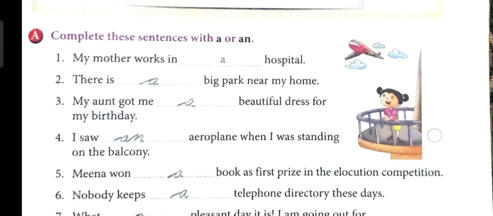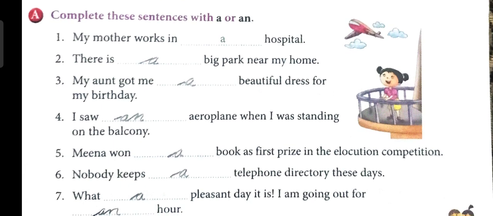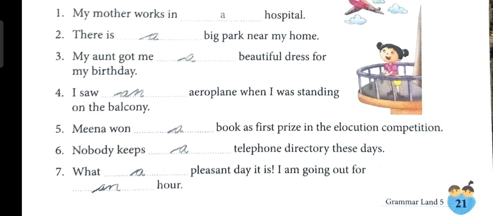We are going for the question number 1. In the question number 1, my mother works in a hospital. It is already filled. So now we will start with the question number 2. There is a big park near my home. In the question number 2, we will add a. My aunt got me a beautiful dress for my birthday.